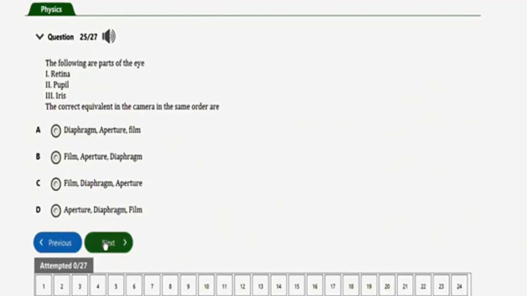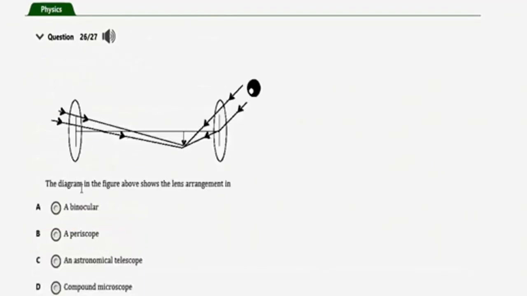Next question is this one. It says, the diagram in the figure above shows the lens arrangement in, so the correct option to this question is option C, which is an astronomical telescope.